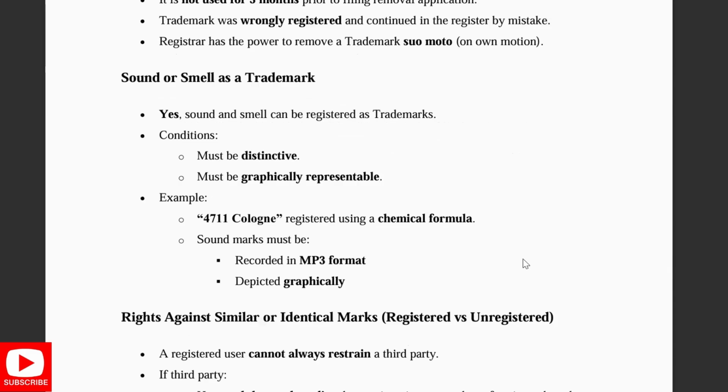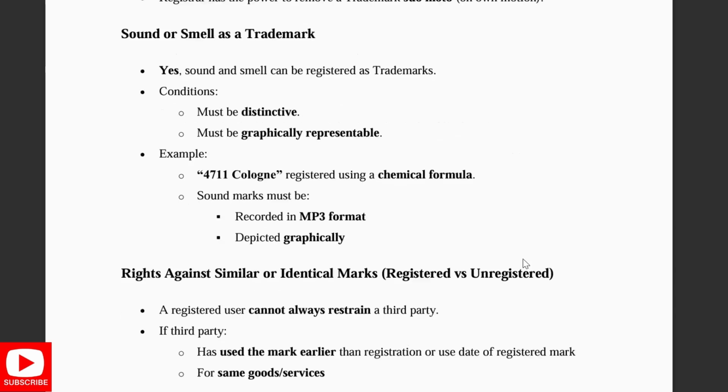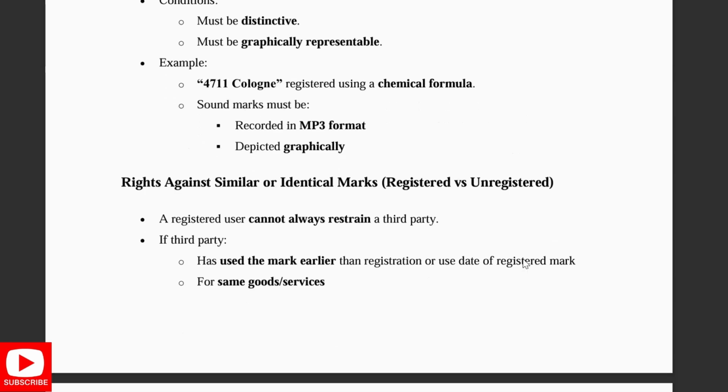Can sound or smell be a trademark? Yes, sound or smell can be registered as a trademark. Condition: it must be distinctive, must be graphically representable, and for smell using a chemical formula. Sound marks must be recorded in MP3 format and depicted graphically.